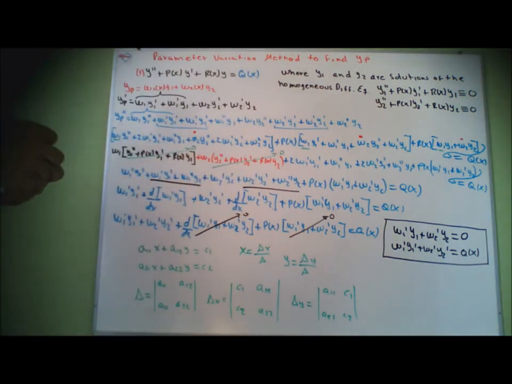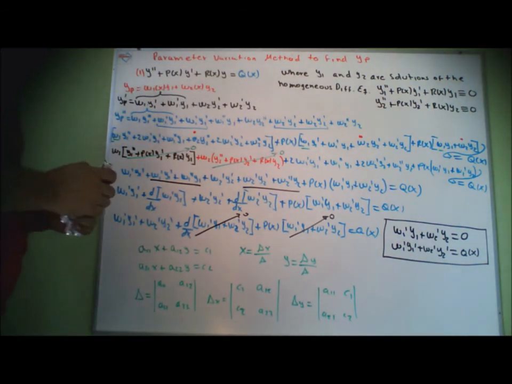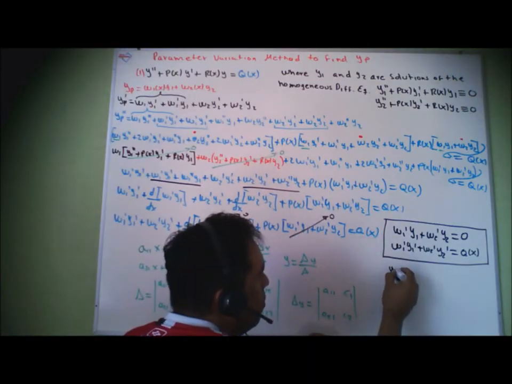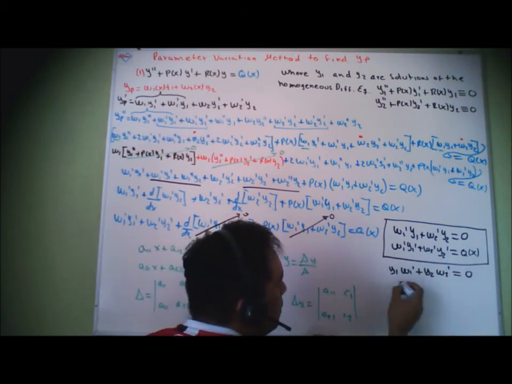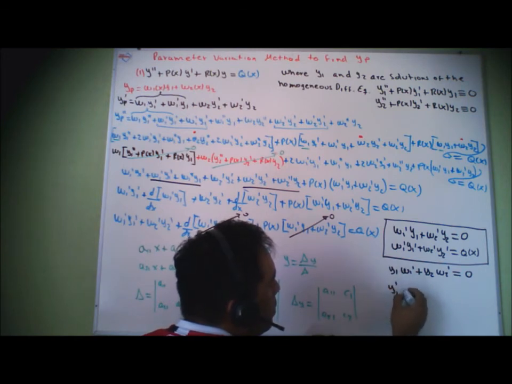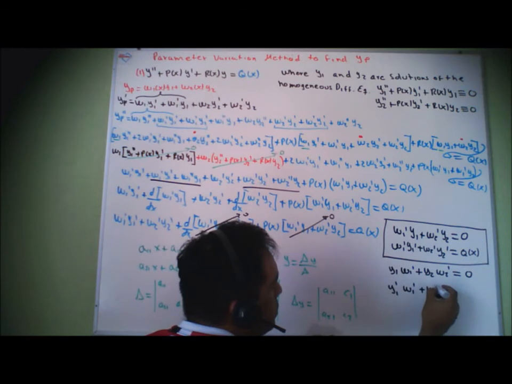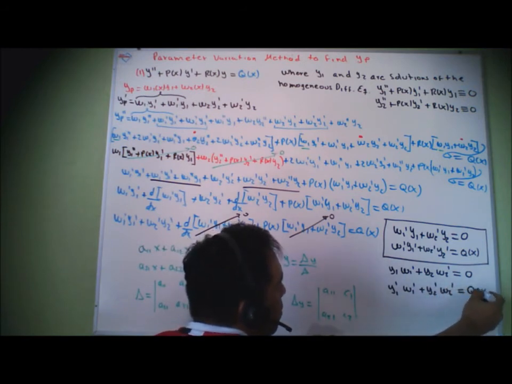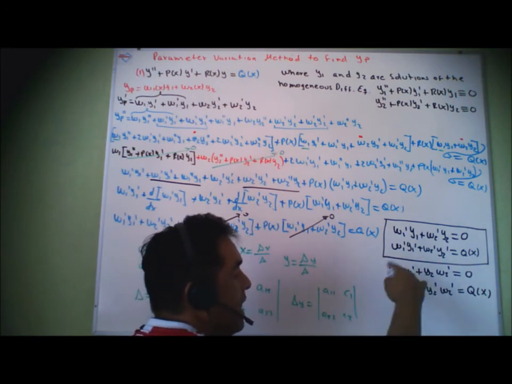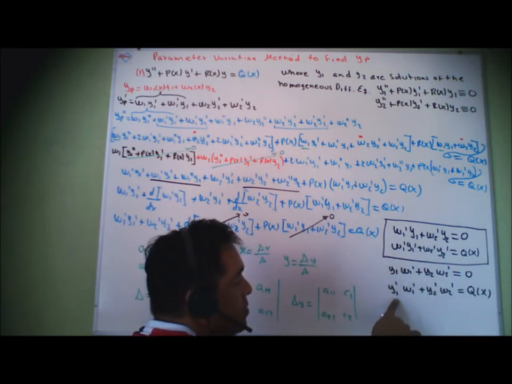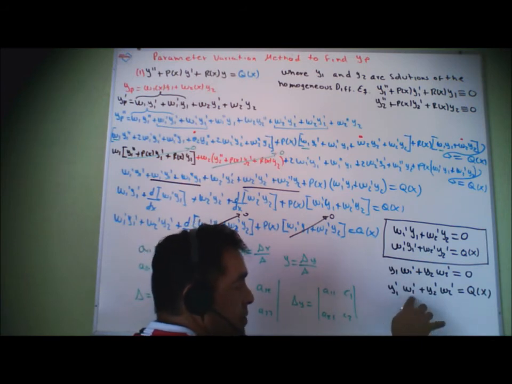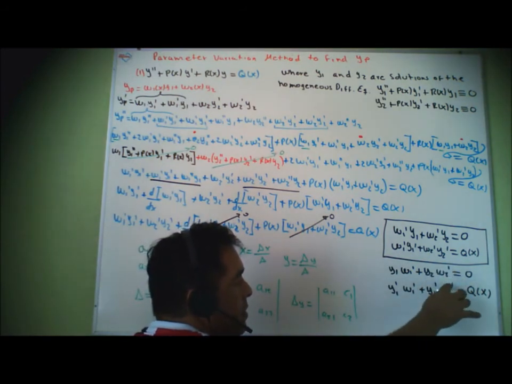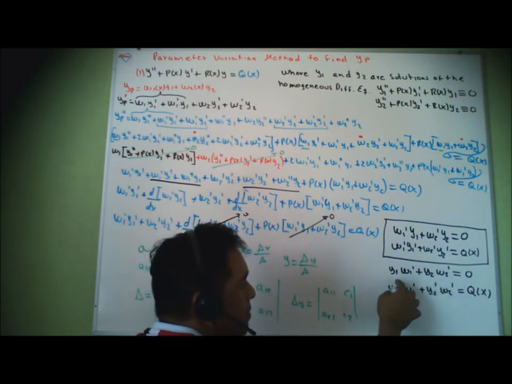Alright? So what are the unknowns? What I'm going to do here is rewrite this system of equations. So y1 w1 prime plus y2 w2 prime equal to 0, and then y1 prime w1 prime plus y2 prime w2 prime equal to q of x. Now pay attention that here you have y1 and y2, and in the next equation you have the same but with the derivative. So the w1 prime and w2 prime are the same in both, but the y's have a derivative. So that is the only difference.